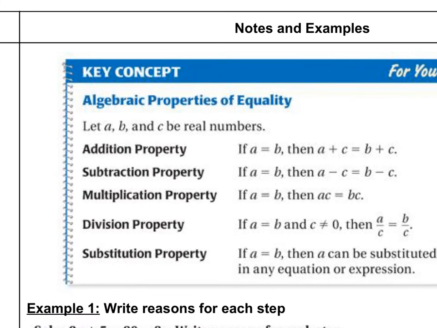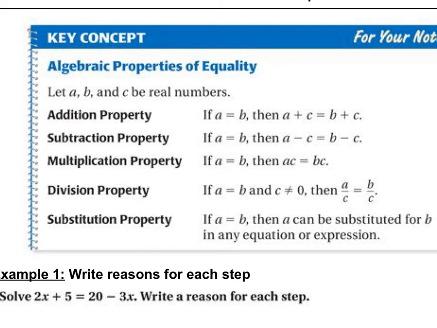Okay, lots of key concepts today. First thing is what's known as the algebraic properties of equality. The short of it is basically we are allowed to add, subtract, multiply, or divide by any number on both sides of the equal sign. Notice that we have equal signs here. If we can add or subtract or multiply or divide by the same number on both sides, our equation is then still true. So those are just properties that we use to solve equations every day, but now we have words to them.